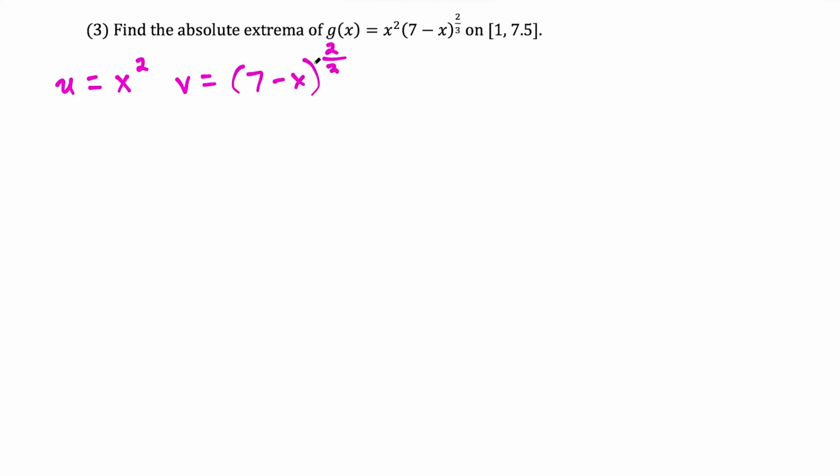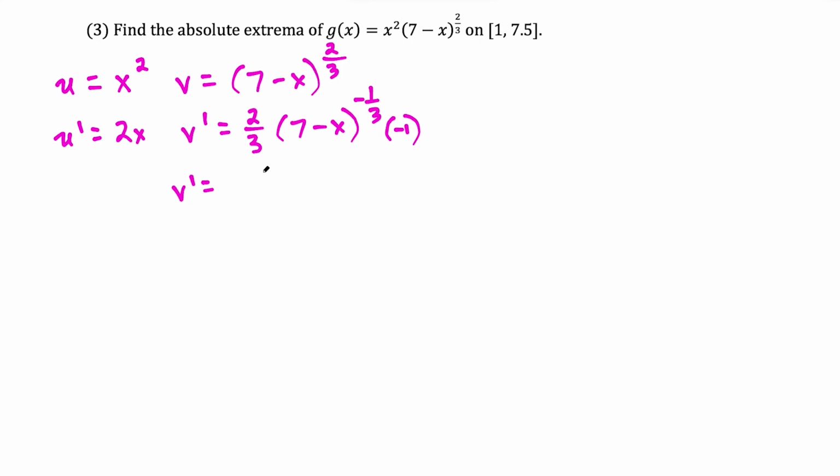So now we're going to find the derivative of u. So u prime, we're going to use the power rule, is going to be 2x. And then for v prime, we have to use the chain rule. So we're going to do the derivative of the outside. We're going to keep the inside the same, and then multiply by the derivative of the inside. So we have 2/3 times 7 minus x to the negative 1/3. So there's the power rule to start, but we have to remember to multiply this by the derivative of the inside, which is negative 1. So v prime, if we simplify, is negative 2/3 times, and we have 7 minus x to the negative 1/3.